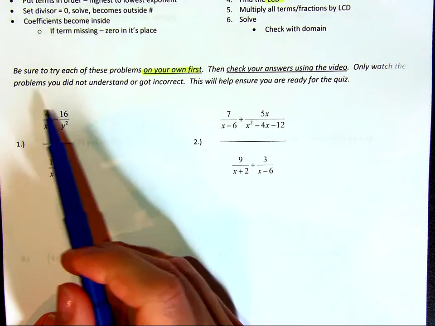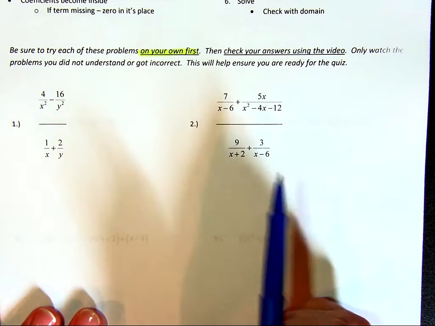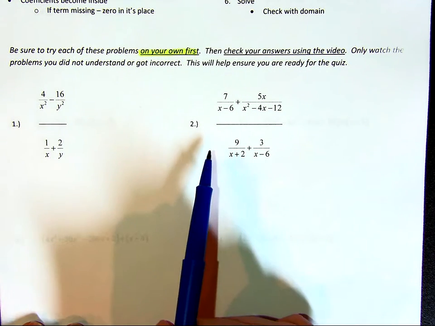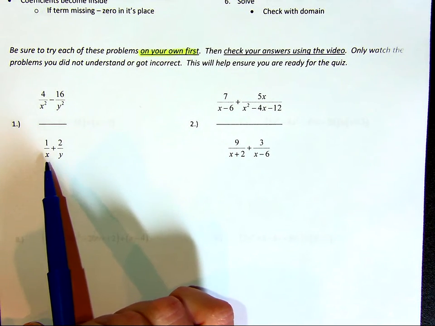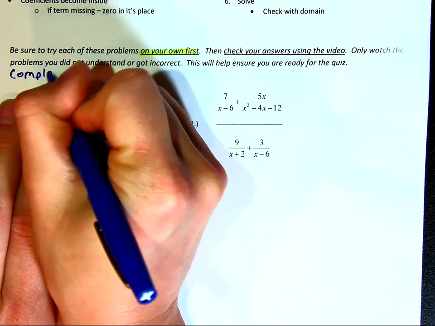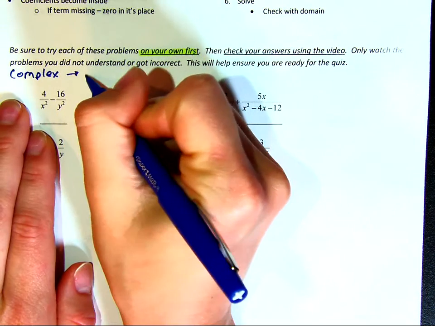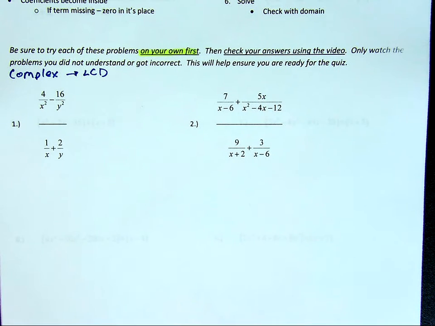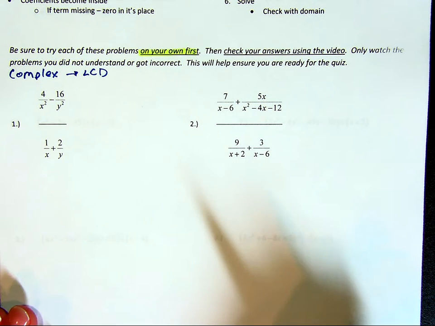So looking at problem number 1 and problem number 2, actually, these are both complex fractions because there's fractions within a fraction. So because it's a complex fraction, we are going to have to find the LCD and multiply by the LCD to solve. So identifying what methods you're using is going to be really important on this quiz. So complex fractions automatically means LCD.